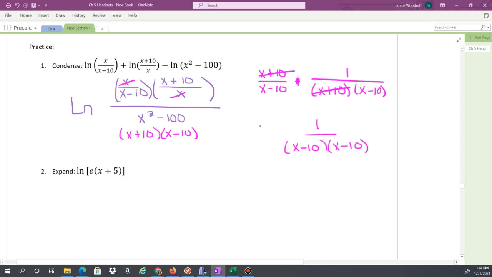Put your natural log right in front of that. You can leave it like that if you want. If you want to multiply it out, that is fine as well. That's going to be 1 over x squared minus 20x plus 100. And that is up to you.